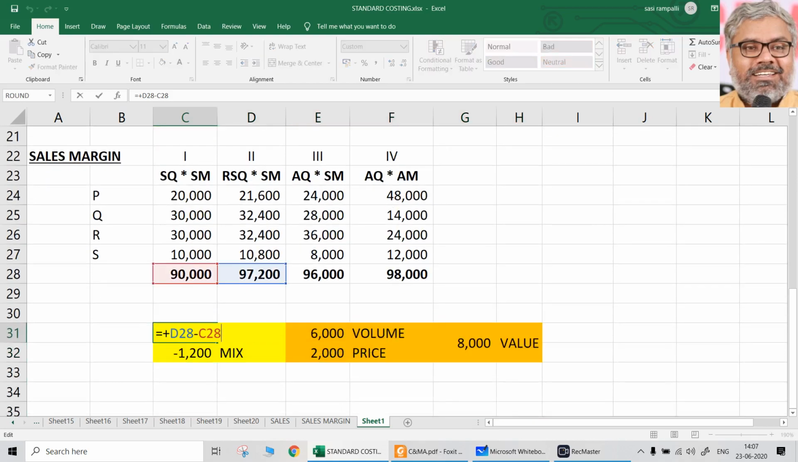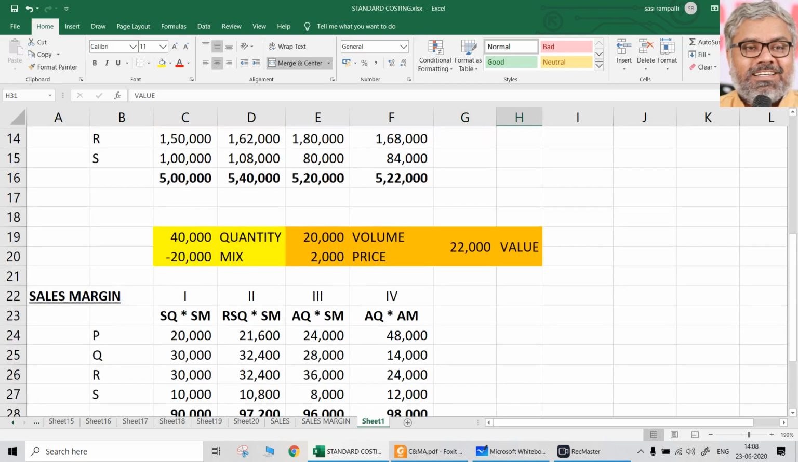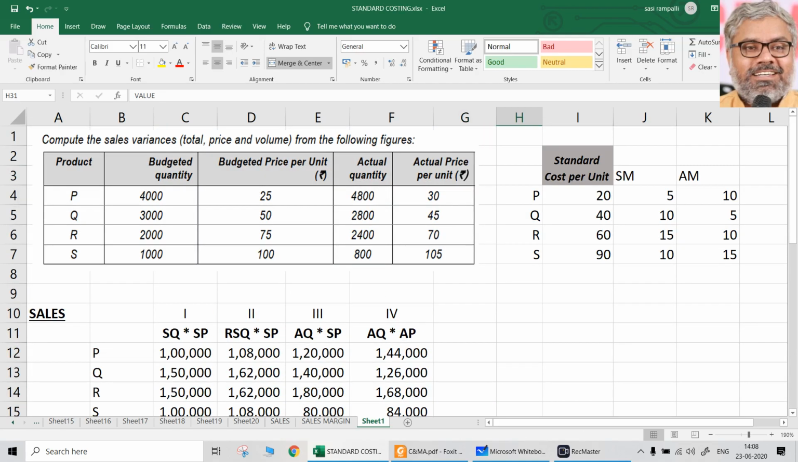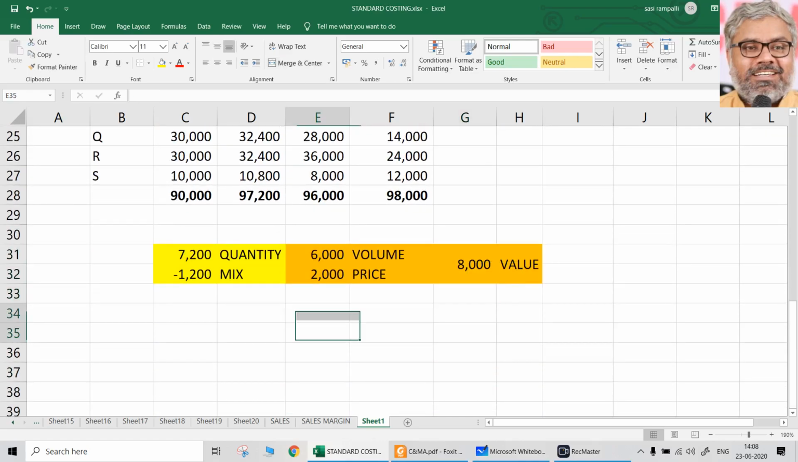So how much is the sales margin quantity variance? 7,200 favorable. Mix variance 1,200 adverse. Volume variance 6,000 favorable. Price variance 2,000 favorable. Total sales margin variance, value variance, that is 8,000 rupees favorable. That is sales margin variances. And sales variances from the data, we just need to substitute in the format that we know and get the answers. Nothing very special about them. But yes, we have to be ready with that.